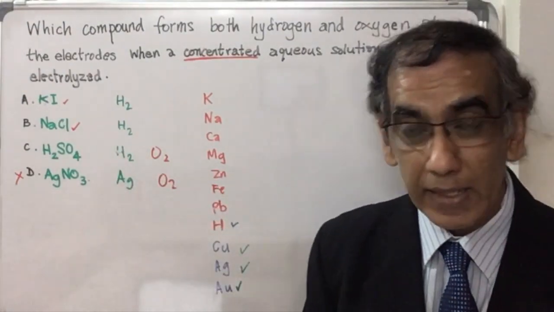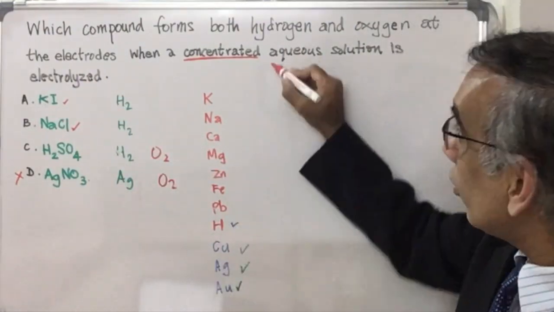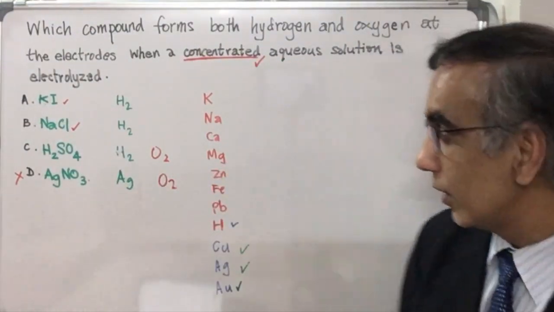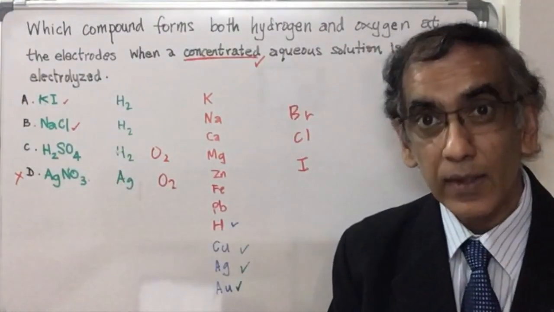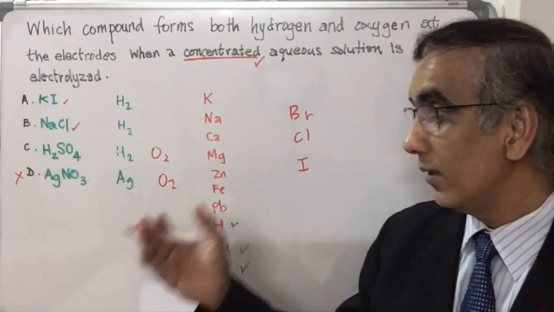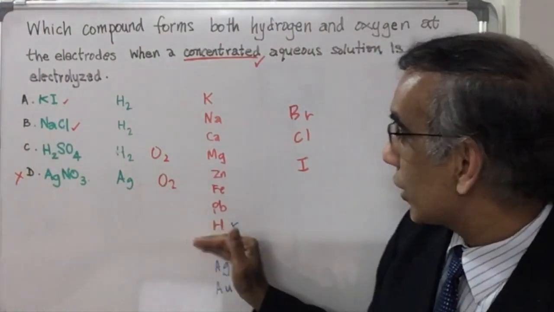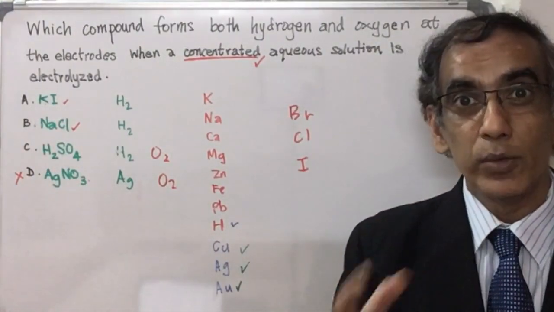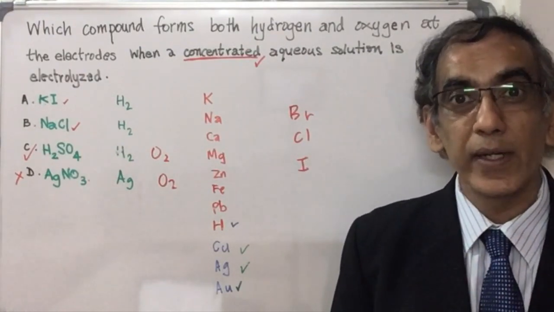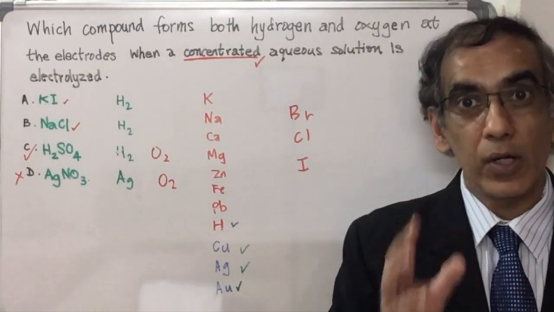But when you have the halides, iodine, chlorine, and bromine, then they will be discharged only if it's concentrated. So only when you have the concentrated aqueous solution and it's a halide, then those will be discharged. If you have a nitrate or a sulfate, then oxygen will be formed at the anode. To get these metals like potassium and sodium, which are high up in the reactivity series, you need a molten substance. And it's useful to remember that the electrolysis of concentrated sulfuric acid, concentrated nitric acid, will give you hydrogen at the cathode and oxygen at the anode.